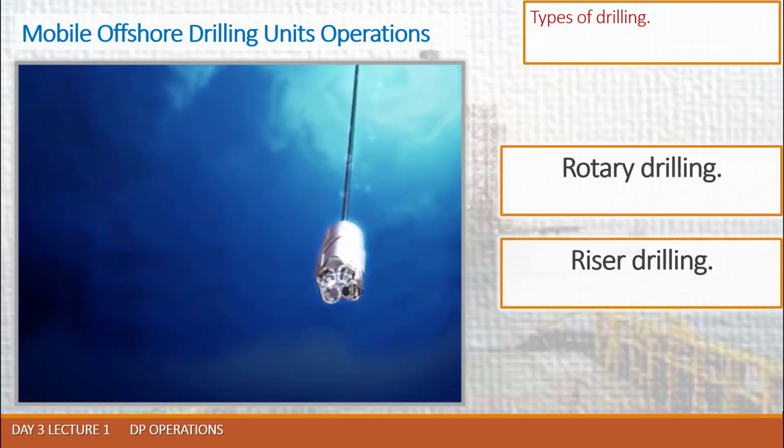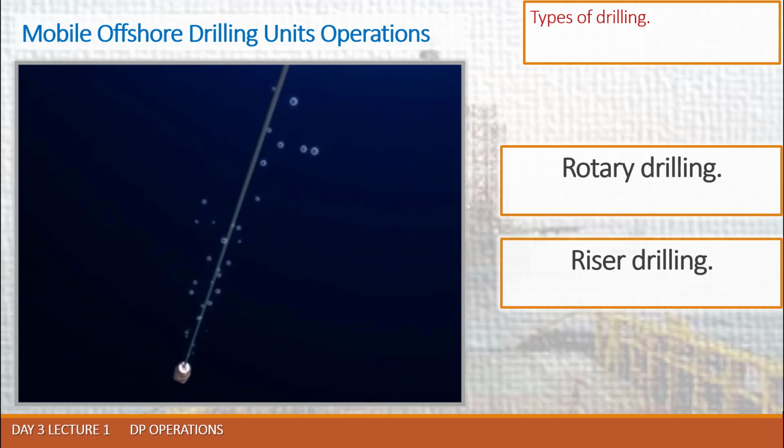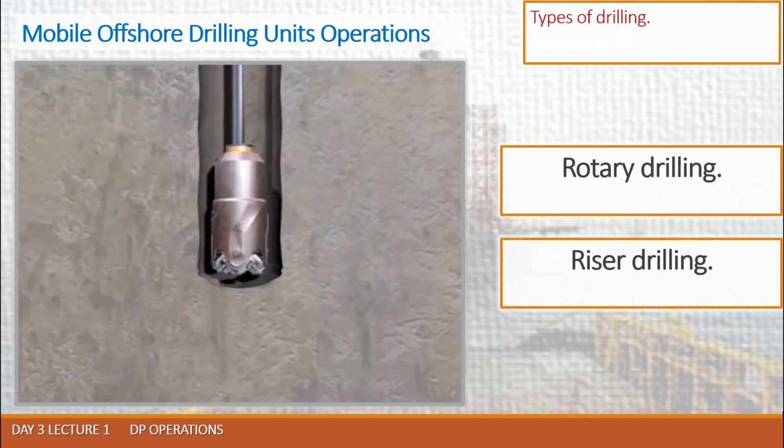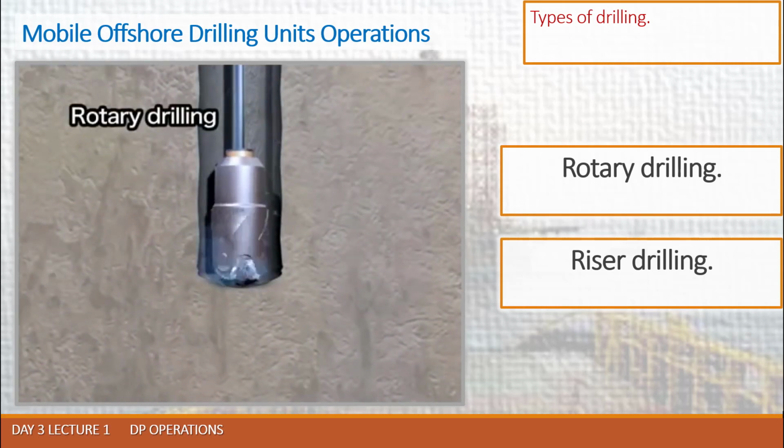The drill pipe has a drill bit attached to the bottom. With rotary drilling, the drill pipe is rotated and the drill bit at the end crushes sediment and rock to make the hole.